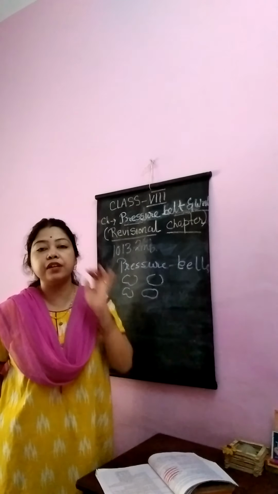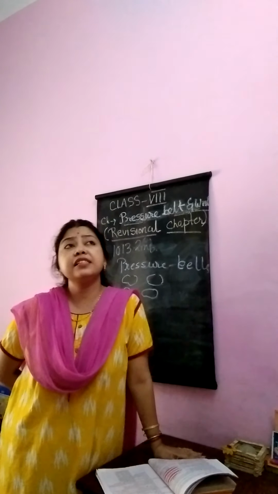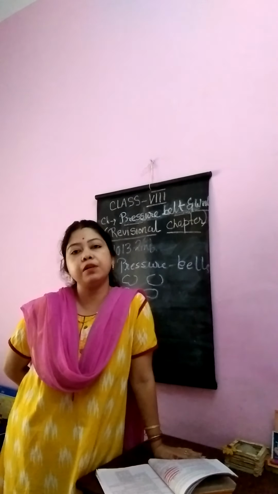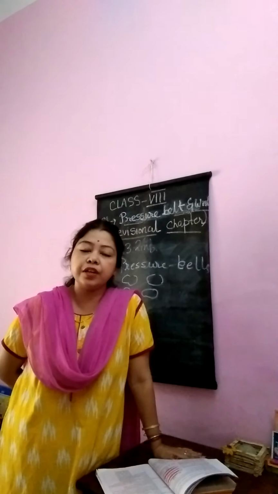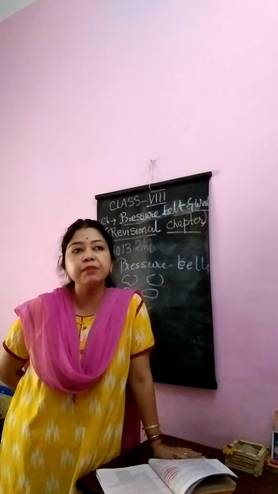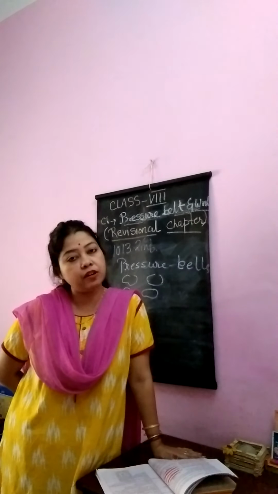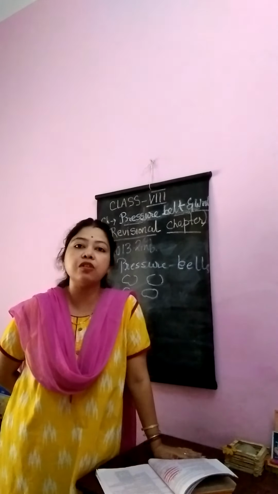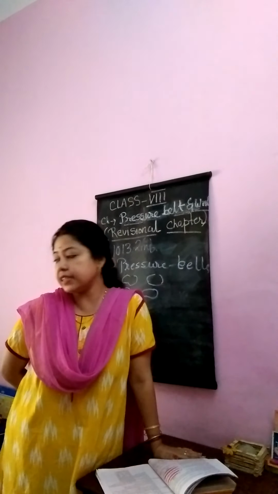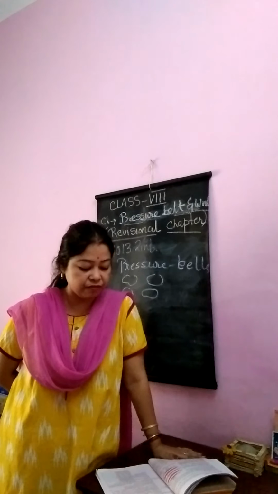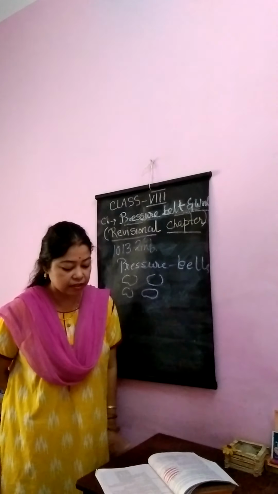Trade winds: the name was given by the traders, as the path of the trade wind is very suitable for trading purposes. The two trade winds, northeast and southeast trade winds, meet each other at the equatorial low pressure belt. This belt is called ITCZ, or intertropical convergence zone. The two trade winds converge here.